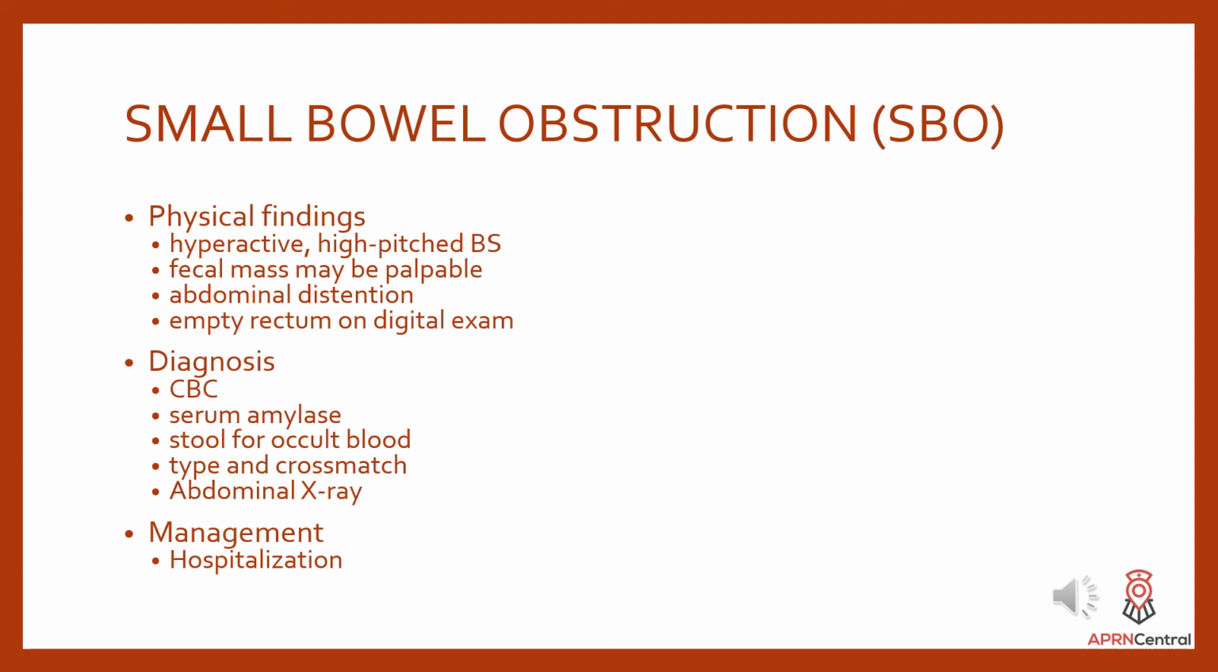Is there an infection? Are they anemic? You're going to check their serum amylase. You're going to do a stool for occult blood, because you're going to do a rectal exam on these patients, and you may even type and cross-match this patient, and then you're going to get an abdominal x-ray, okay, and you're going to see whether or not they have air fluid levels. Is there an obstruction present?